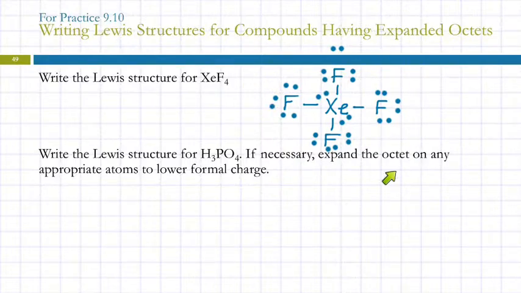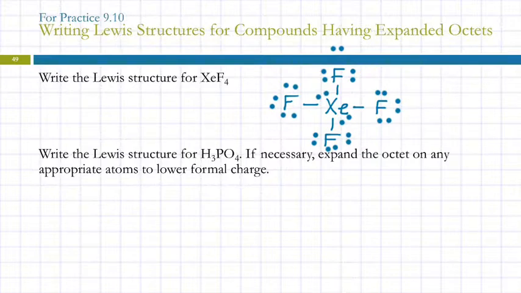All of these fluorines have 0 formal charges. Let's look at the xenon. Xenon has 8 valence electrons. In this molecule, when we cut the bonds in half, it would leave with 8. It's got 0 formal charge. So that's the structure. Any questions about that one?